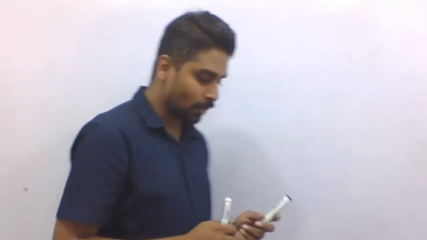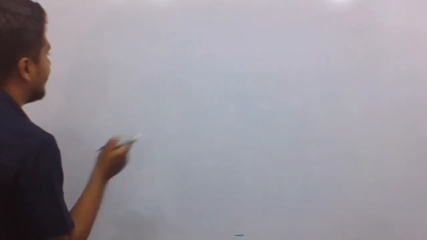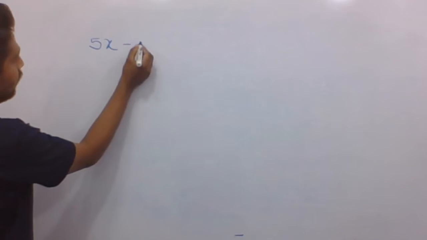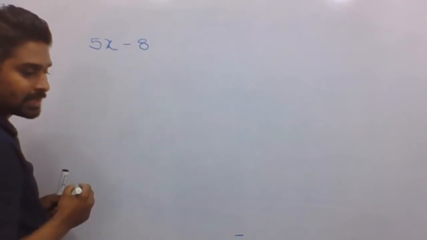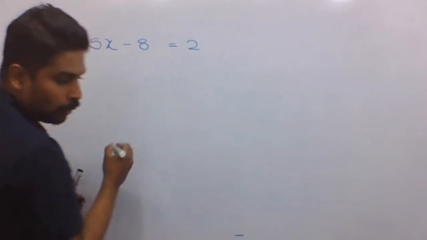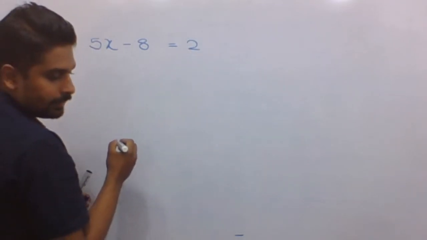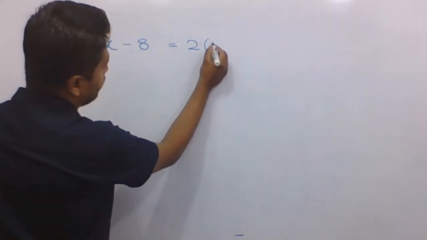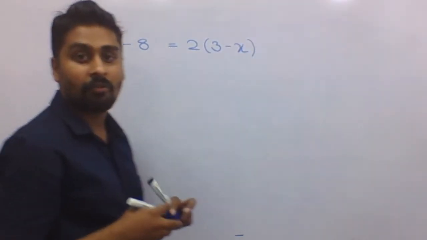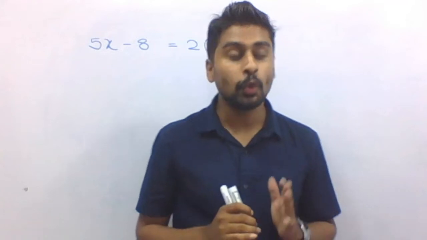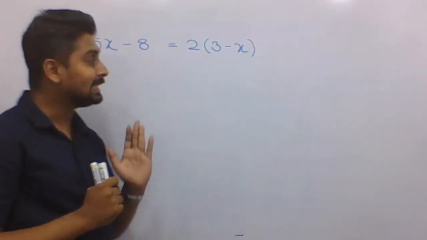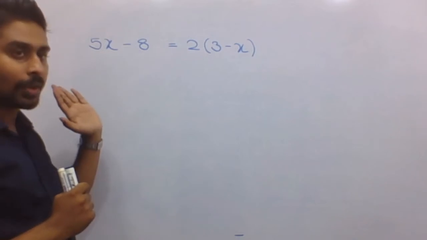Likewise. The next one: 5x minus 8 equals 3 minus x. Now look at this question. 5x minus 8 equals 3 minus x, right? Now it is clear.